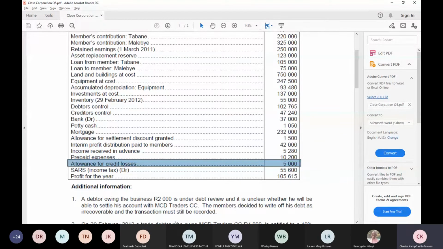So to get that balance of allowance for credit losses to 5,000, in previous years we would have had to take that amount through profit and loss to get to 5,000. So we can't deduct the credit loss now again. We've already allowed for 5,000. Only if it exceeds the 5,000, then it goes to profit and loss.